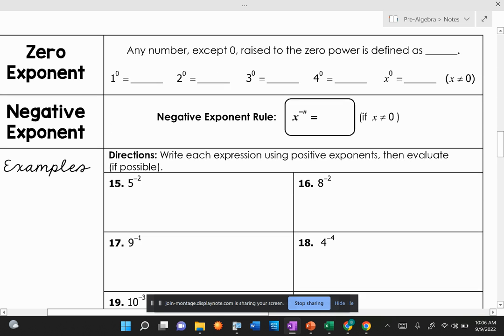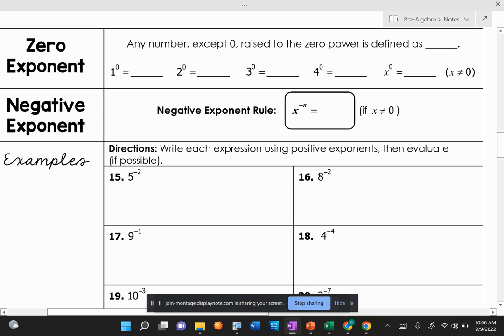All right, sorry about that. Any number except 0 raised to the 0 power is going to be what? Does anybody know? It's going to be 1. It's a weird rule. So 1 to the 0 power is 1. 2 to the 0 power is 1. 3 to the 0 power, 1, 1, 1.